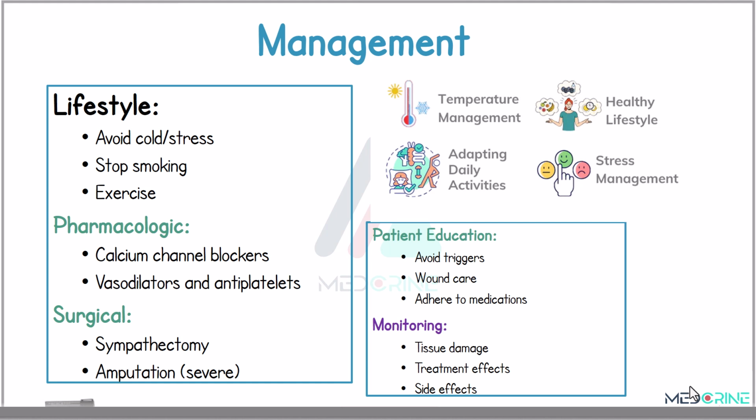Management of Raynaud's involves a lifestyle change such as avoiding cold and stress, quitting smoking, and regular exercise. Medications such as calcium channel blockers, vasodilators, and antiplatelets may as well be used. In severe cases, a surgical intervention such as sympathectomy or an amputation may be necessary. In regard to patient education, patients should avoid known triggers, follow medication regimens, and perform proper wound care. Then nurses should monitor for tissue damage, treatment effectiveness, and side effects.